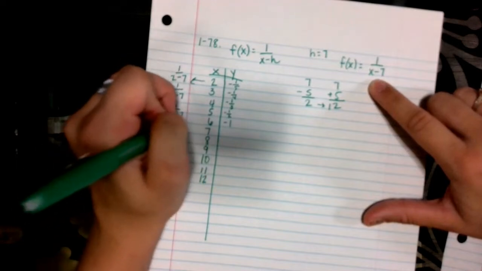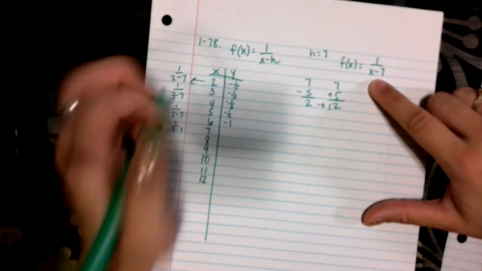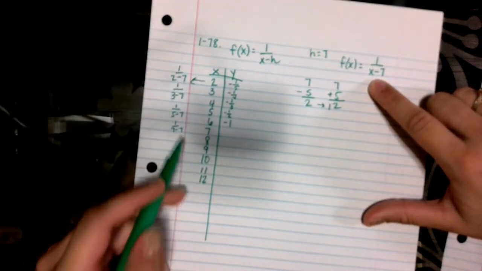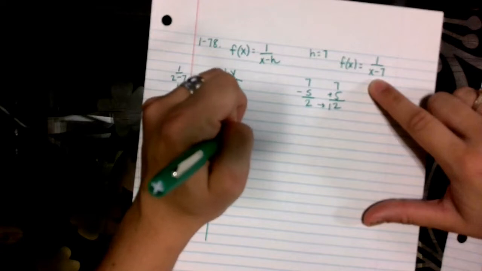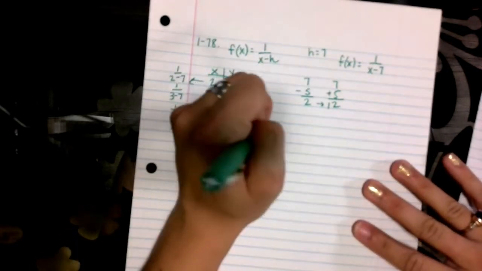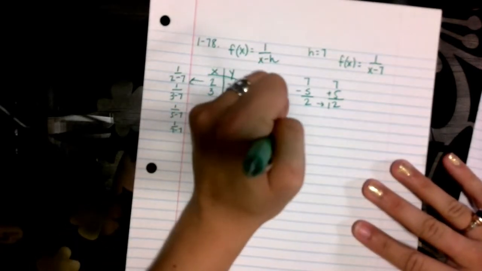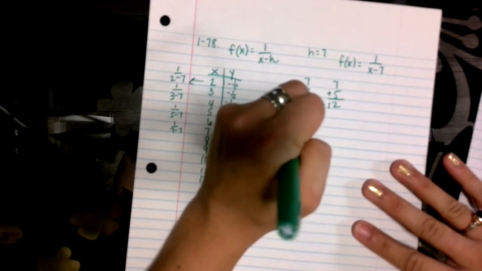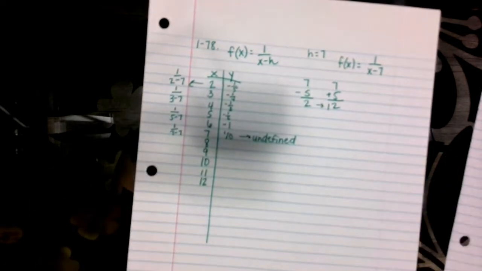Okay, now I have 1 over 7 minus 7. 7 minus 7 is 0, so I get 1 over 0. Can we divide anything by 0? Remember, it's like if I have one cookie and I want to divide it among 0 people, does that make sense? No. So this is what we call undefined. So we won't graph that because you cannot divide by 0.